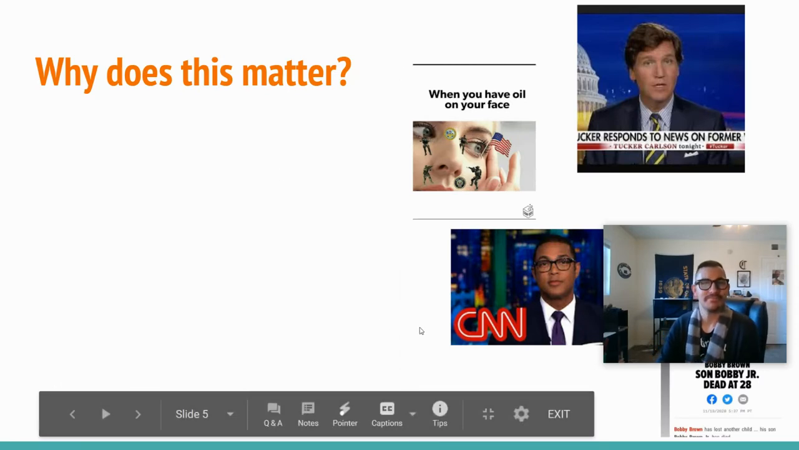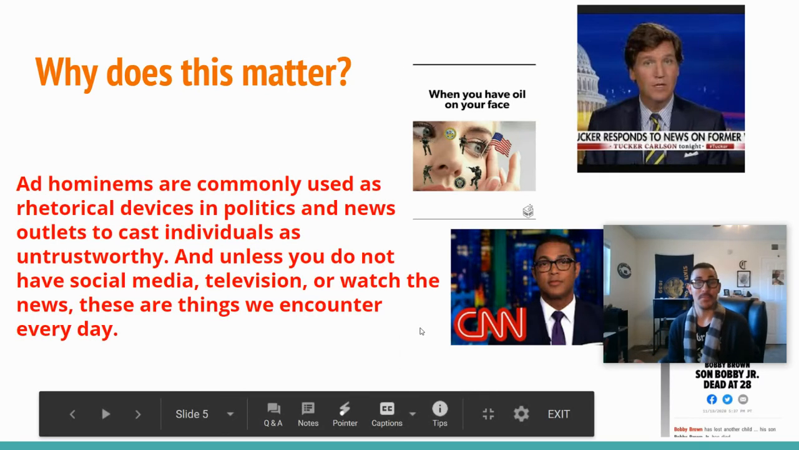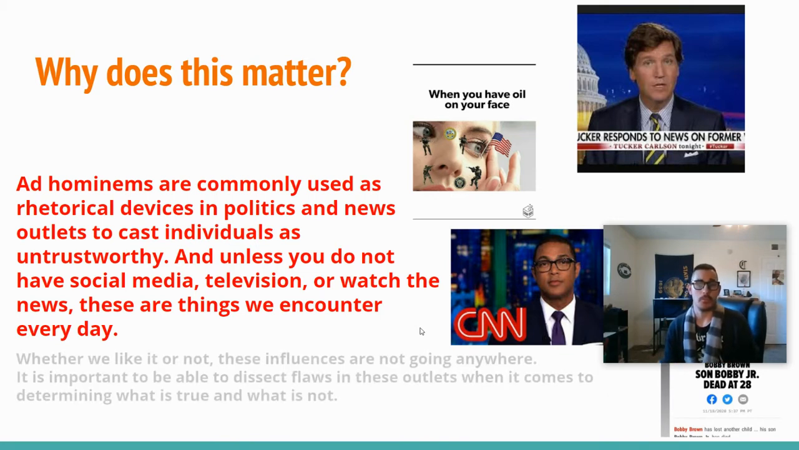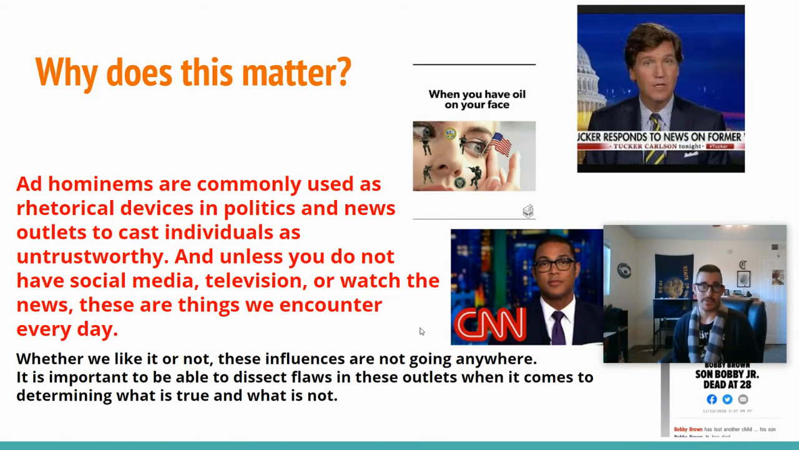Why does this matter? Well, ad hominems are commonly used in rhetorical devices, as we see in politics and news outlets, and they cast individuals as untrustworthy, unmerited with trustworthiness. And unless you don't have social media or watch the news or have television, these are things that we encounter every day. So whether we like it or not, these influences are not going anywhere. So it's important for us to be able to identify and dissect these flaws from these news outlets and ultimately determine what's true for us and not.